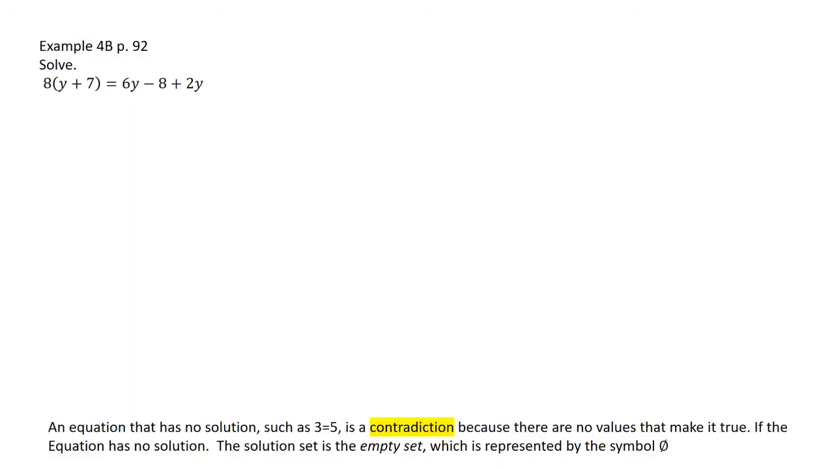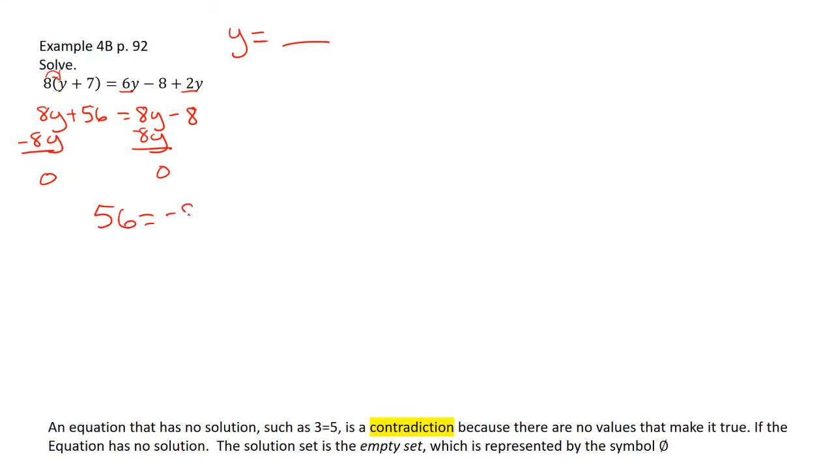Okay, let's talk about a different kind. Let's see what happens when we do this. Let's distribute first. So this is going to be 8y plus 56 equals, here I have a 6y and a 2y, 8y minus 8. Okay, so let's get our y's together, because remember, we always want y to equal something. So let's get rid of this 8y and move it. Minus 8y, it happened again. 8y minus 8y is 0 and 0, so we end up with just 56 equals negative 8.